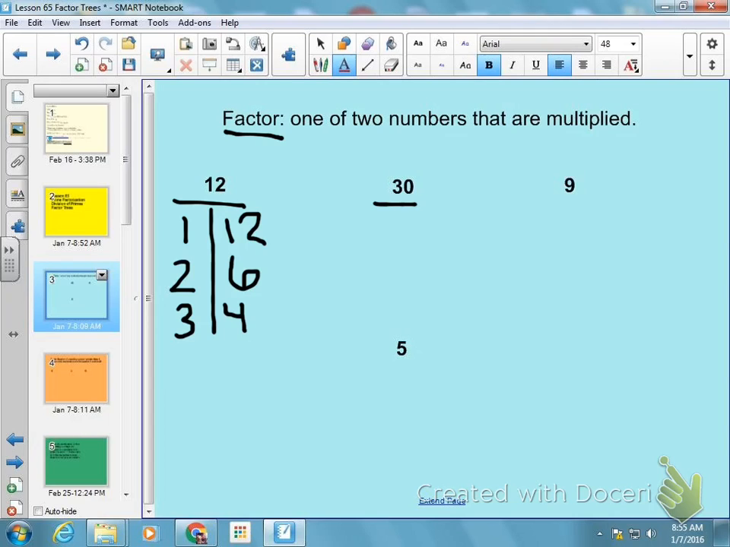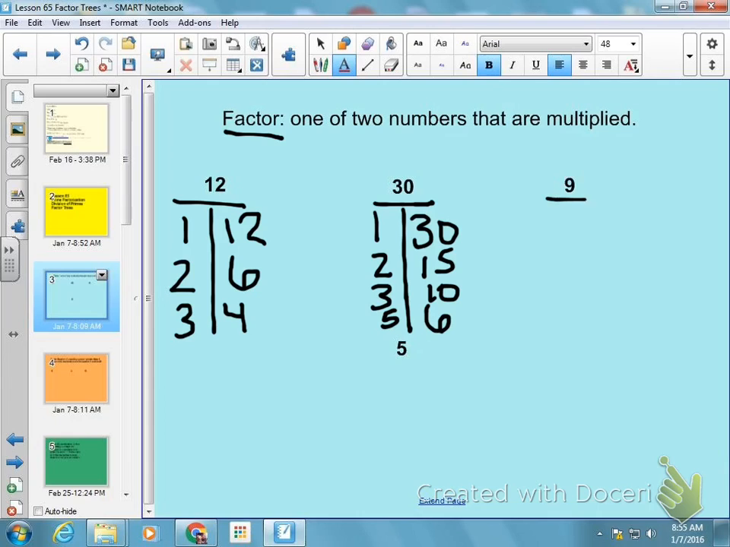My factors of 30 would be 1 and 30. And then I look at what comes after 1, and 2 will go into 30. So 2 times 15, 3 times 10, and then 4 will not, but 5 will. 5 will go into 30 six times. So my factors of 30 would be 1, 2, 3, 5, 6, 10, 15, and 30. Do you notice how I'm noting them in numerical order?